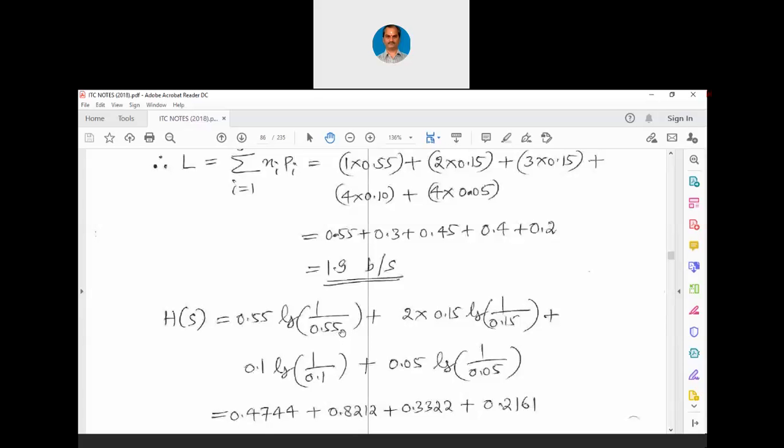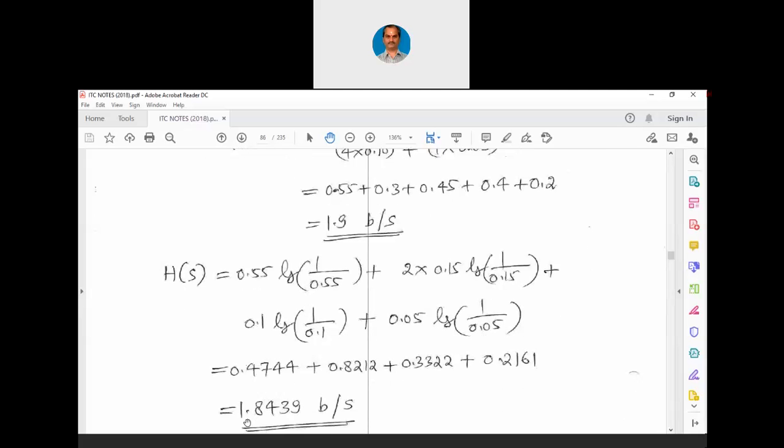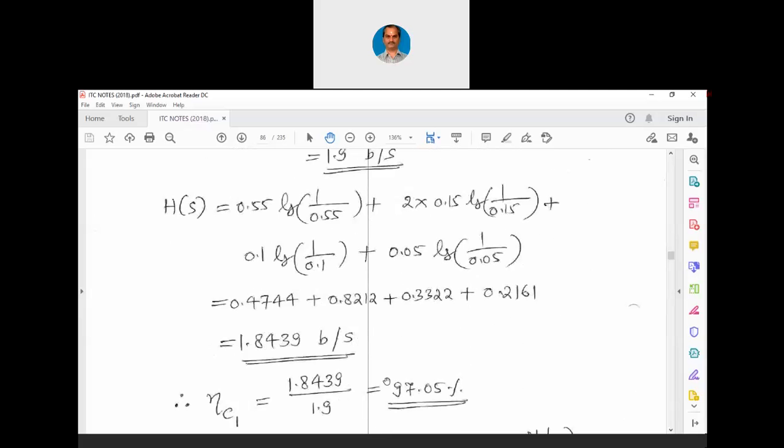So, we have found L now, that is 1.9 bits per symbol. Let us find out the entropy. Entropy is H of S, the summation of Pi into log of 1 over Pi, right? Remember that, whatever we discussed in the earlier classes. So, we get H of S or entropy as 1.8439 bits per symbol. So, the efficiency for this first code is 1.8439 divided by 1.9 equals 97.05. That means this code is 97% efficient.